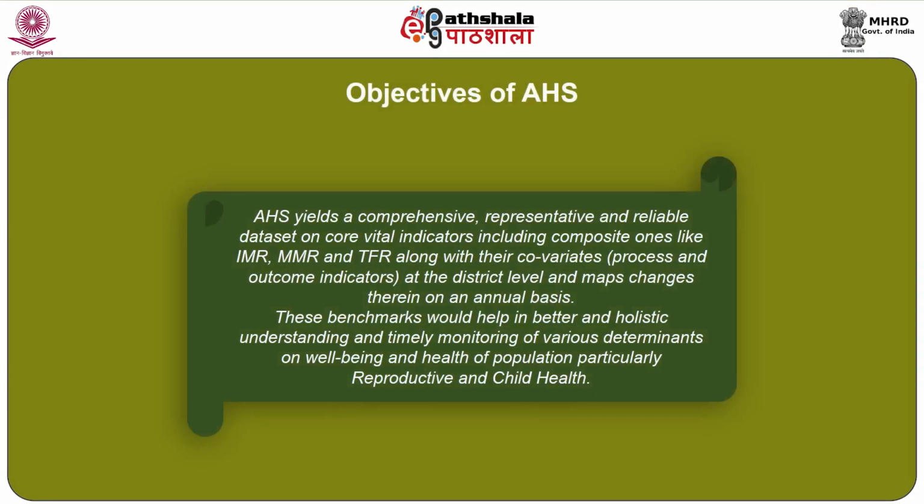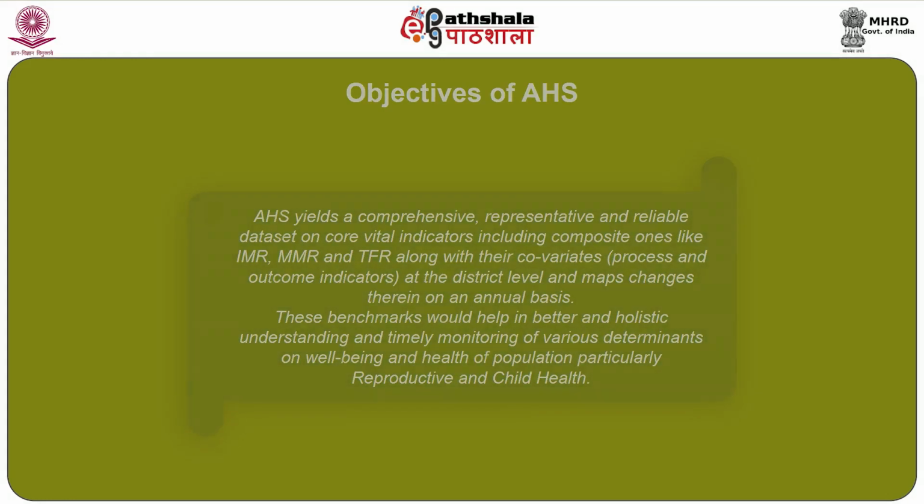The major objectives of annual health surveys are mainly to yield comprehensive, representative and reliable data sets on core vital indicators, including composite ones like infant mortality, maternal mortality rate and total fertility rate, along with their covariates, process and outcome indicators at the district level, and to map changes therein on an annual basis. These measures would help in better and holistic understanding and timely monitoring of various determinants of well-being and health of the population, particularly in the areas of reproductive and child health.